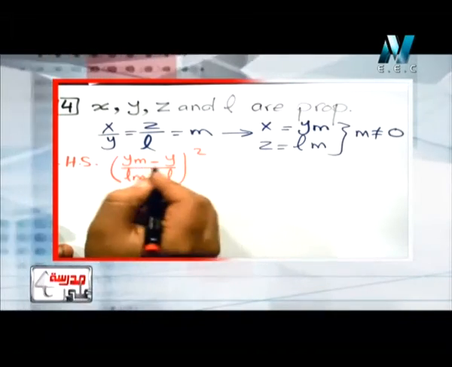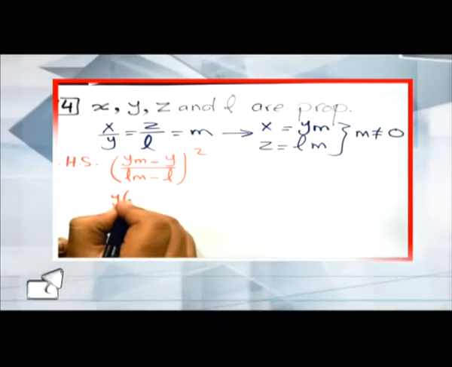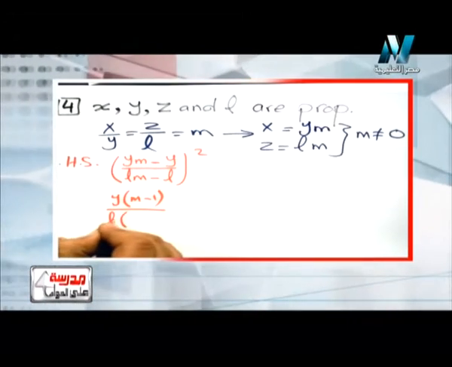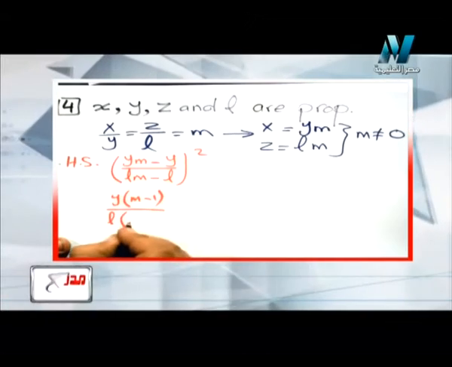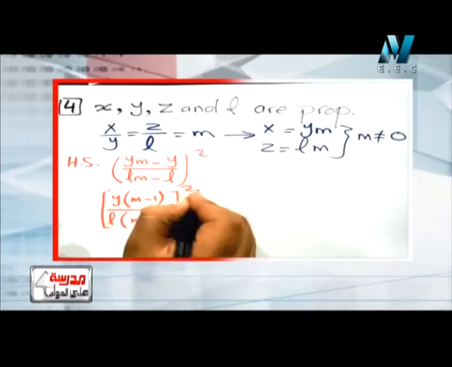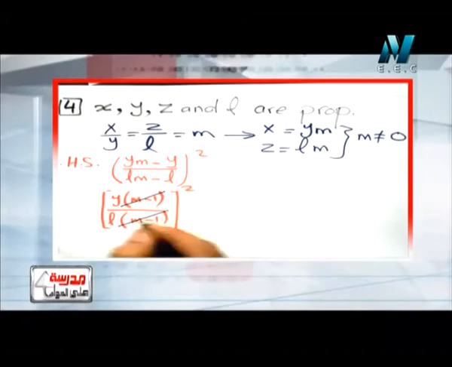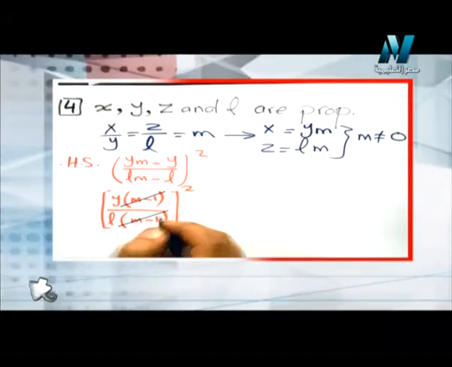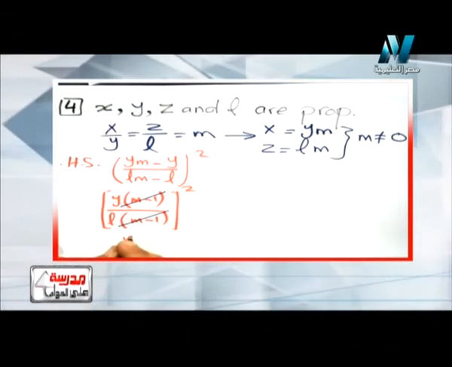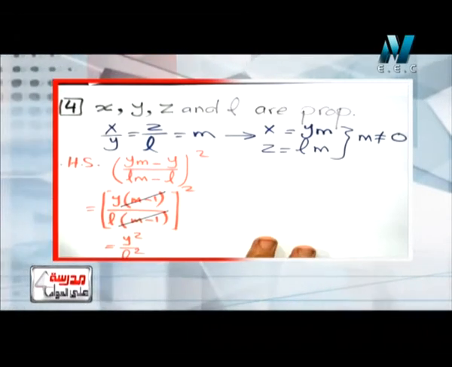So I'm going to have a common factor up here, which is y, so y times (m minus 1) over L as a common factor, L here for these two terms, times (m minus 1), and all of this to the power of 2. Simplifying, m minus 1 and m minus 1 are two factors in the numerator and the denominator. So the right answer here will be y over L to the power of 2, which is y to the power of 2 over L to the power of 2. Okay.